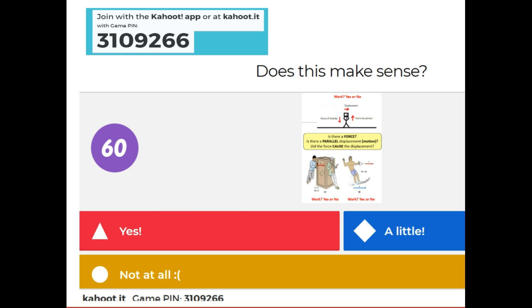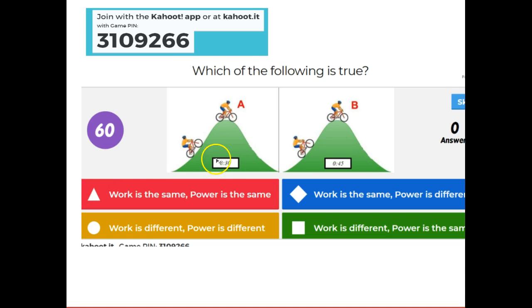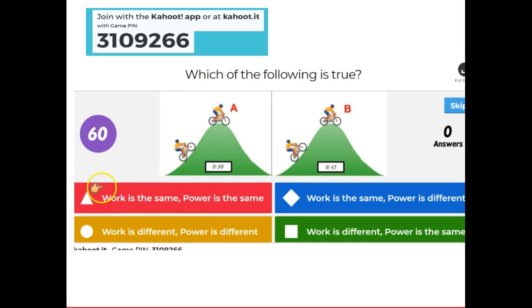All right. Next one, Mike is in the lead. Andrew is now closely following. Which of the following is true? All right, so this is about work versus power with our two bikers. Are work and power the same? That's your red option. Is work the same but power is different? That's your blue option. Work is different and power is different. That's your yellow option. And then work is different but power is the same. That's your green option. Taking a look at our biker here, think about the difference between work and power. Remember, power includes time.